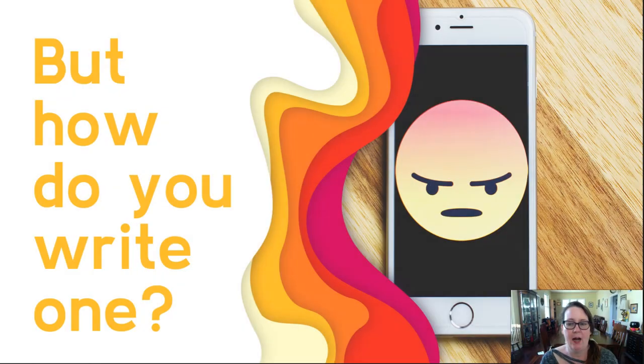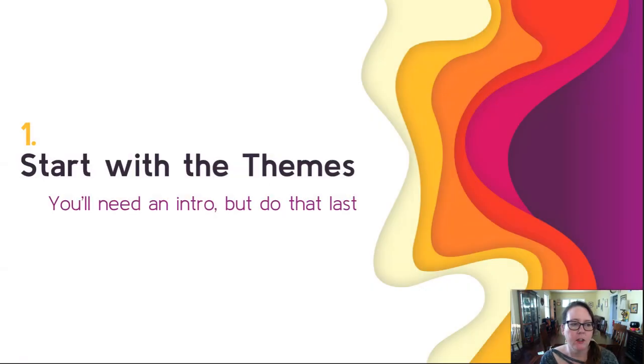But how do you write a literature review? First, start with the themes. You'll need an introduction, but do that last. You'll start identifying the themes that emerge from the literature that you review.